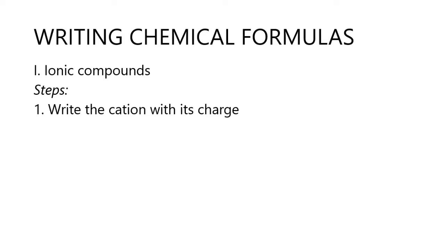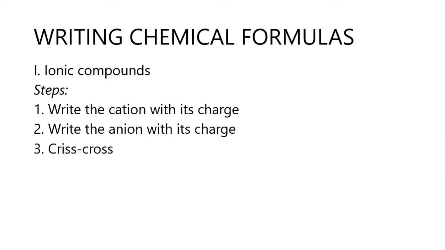Okay. Kanina, given yung chemical formula, pinangalanan natin yung compound. Ngayon naman, given yung chemical name, isusulat natin yung chemical formulas. For ionic compounds, these are the steps. Write the cation with its charge. Write the anion with its charge. Do crisscross method. And then lastly, simplify if applicable.